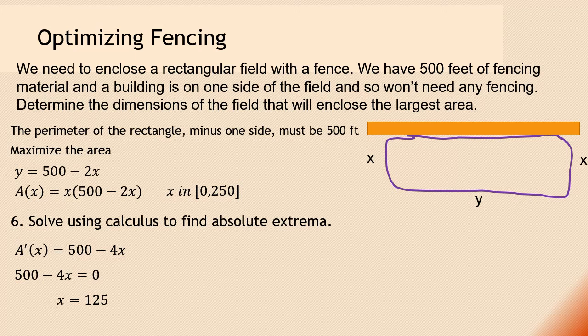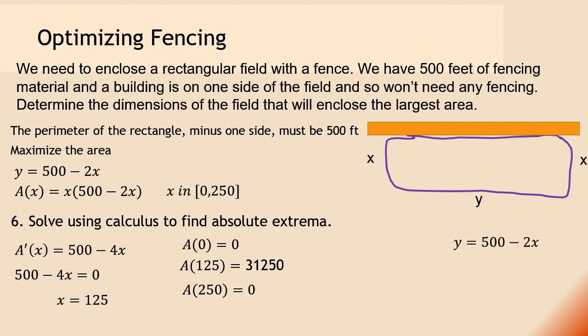So using the closed interval method, since we have a closed interval, we need to check that critical number, 125, along with the endpoints, 0 and 250. So, well, yeah, just as we suspected, the area when x is 125 is going to be the largest of the three values that we've tested. And now we can solve for y. It turns out y is 250. So, oh my goodness, x is 125 and y is 250.